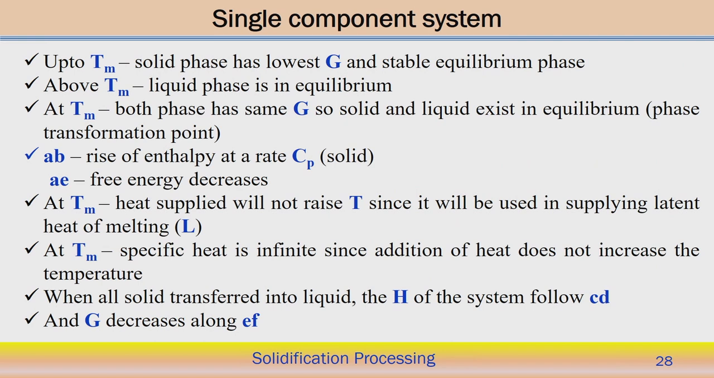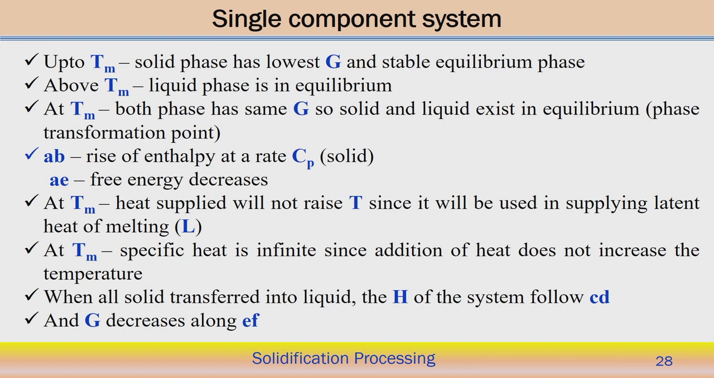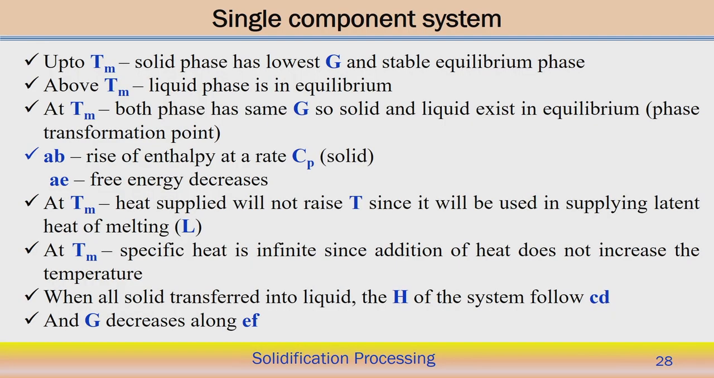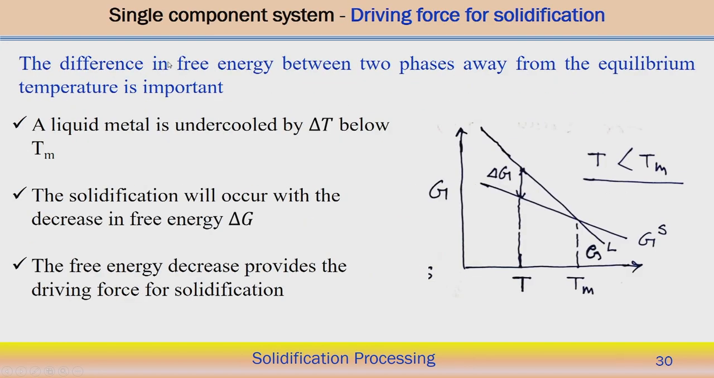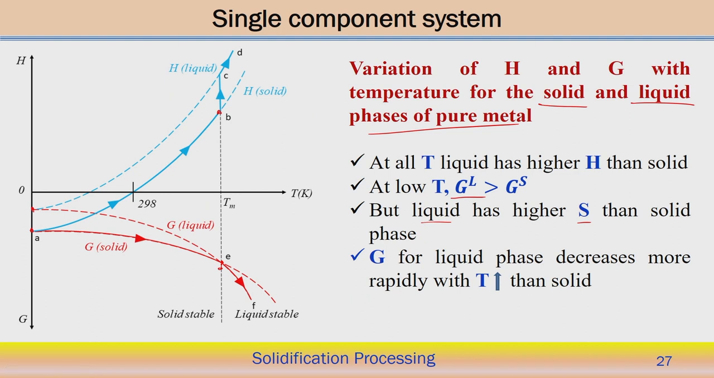Now, at melting point temperature specific heat is infinite, since addition of heat does not increase the temperature. Specific heat is infinite in the sense that it is not increasing the temperature at melting point, because it accounts only for the change of the phase by absorbing the latent heat of melting. So, that is why we say the specific heat is infinite at this particular point, because there is no increment of the temperature. But when all the solid transforms into the liquid, H of the system follows the CD. So, once the solid transforms into the liquid, the enthalpy can be represented by this line CD.